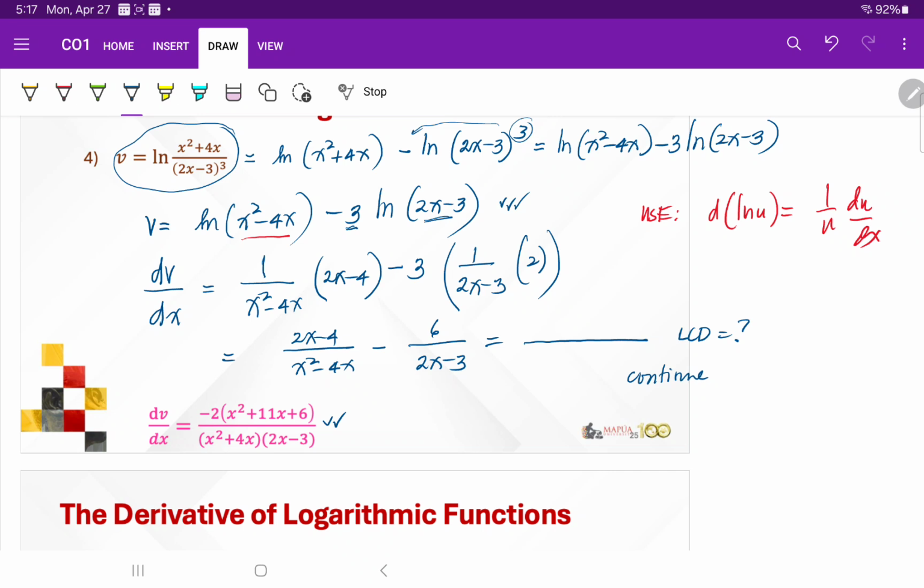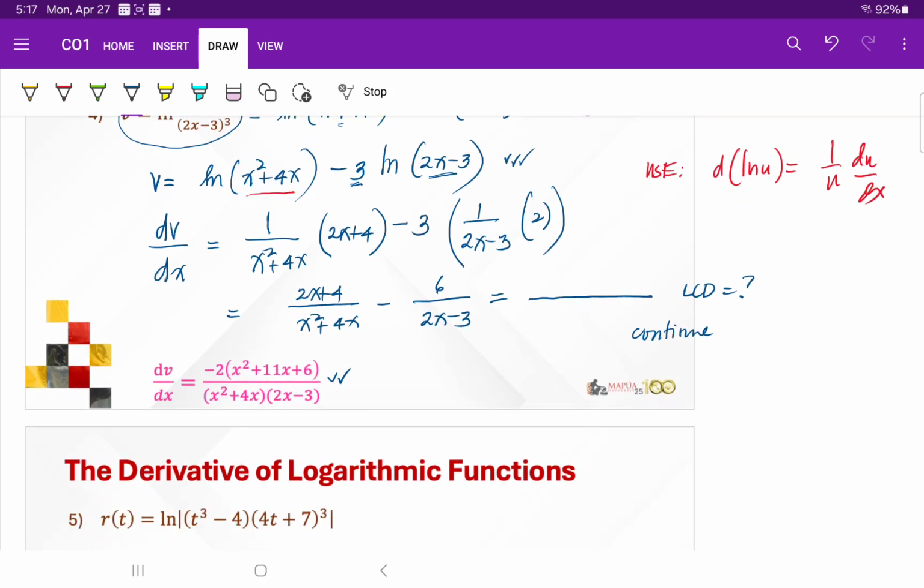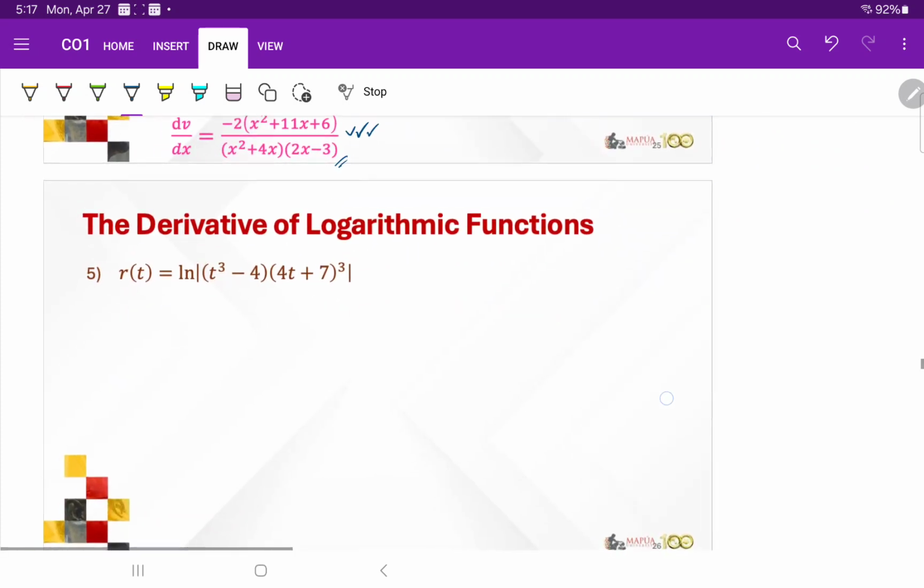So look, your least common here is x squared. Hold on, this must be plus. X squared plus. This is plus. So this is 2x plus 4, 2x plus 4. Alright, kasi it's plus here. I put negative. So 1 over x squared plus 4x times 2x plus 4 minus 3. Okay. So do this at home and continue solving for the simplified form to get the pink answer, dv dx.